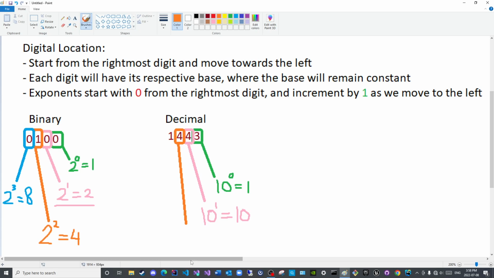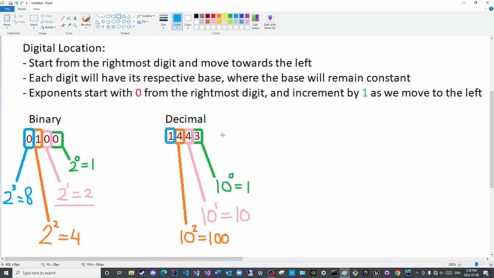I am using the brush. 10, because that is the base and it is constant, to the power of 1 plus 1, so it is 2. So this is 100. So this location is known as the 100s digit. And finally, we have this digit.